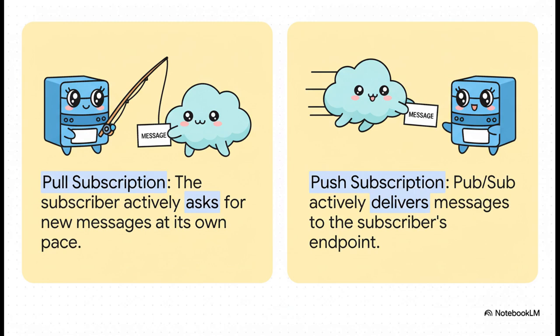And subscribers get to choose how they get these messages. With a pull subscription, the app basically polls Pub Sub, asking, hey, got anything new for me? Anything now? This is awesome for batch jobs that process things at their own pace. Then you have push subscriptions, where Pub Sub actively pushes the message to the subscriber's web address the instant it arrives. This is perfect for things like serverless functions that need to react immediately. It's all about giving you flexibility.